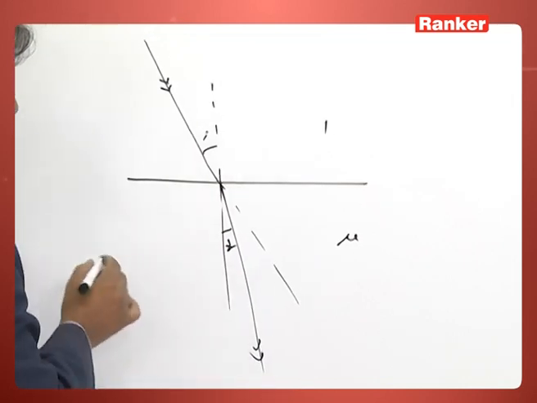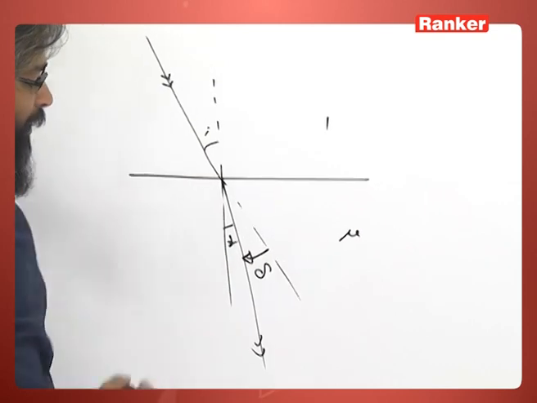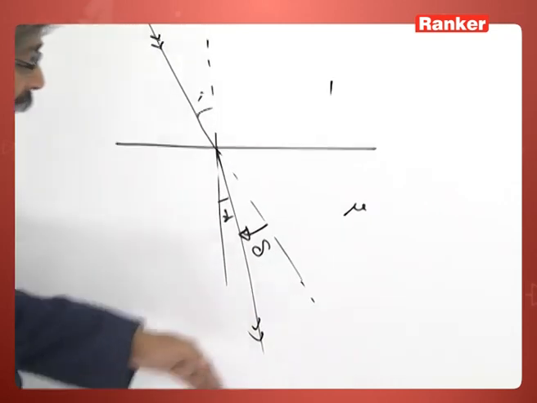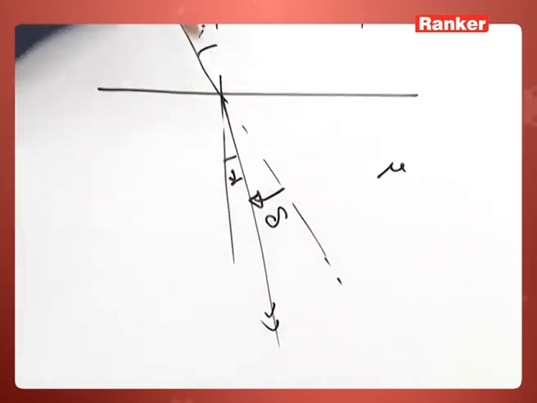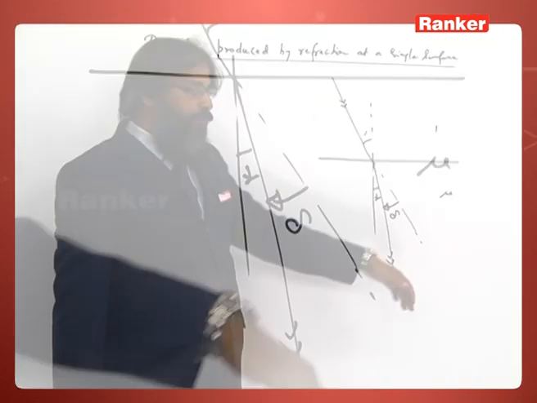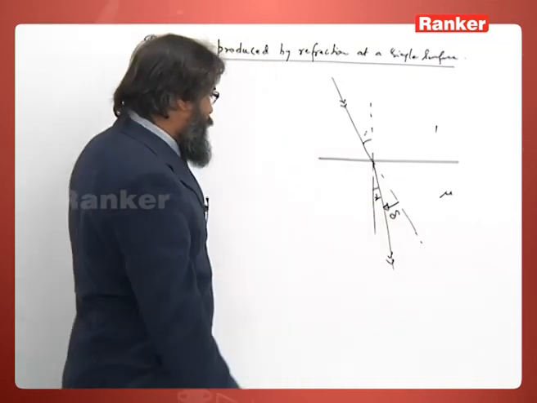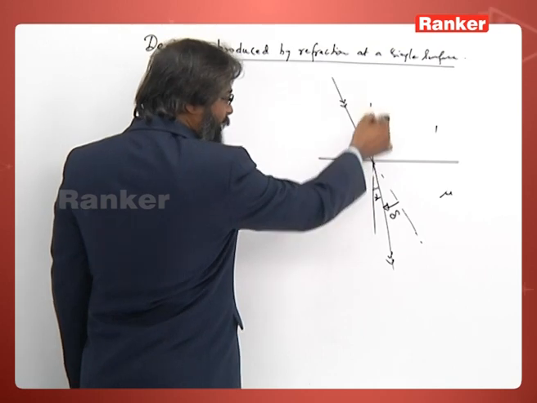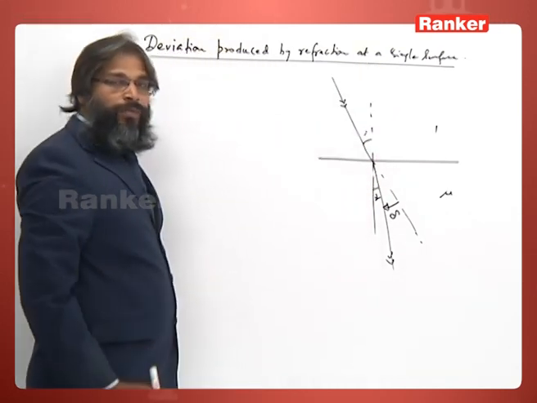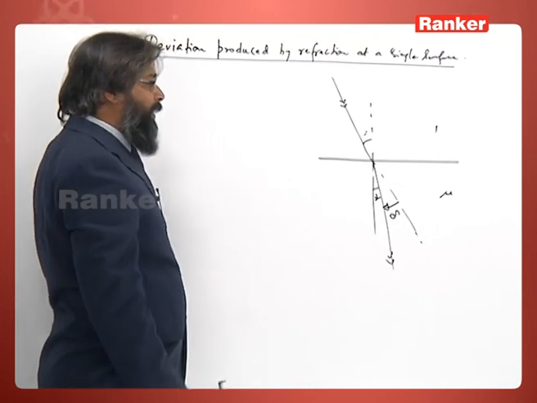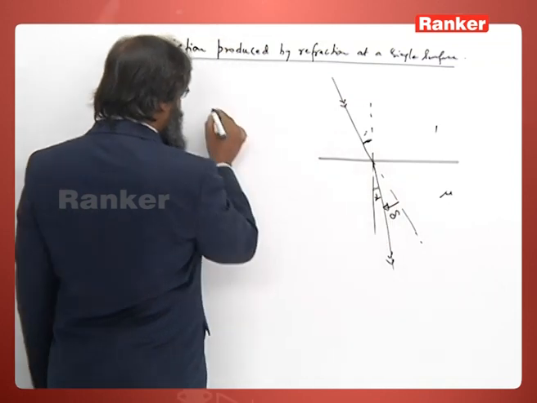We define the deviation like this. This is the deviation. So, the angle by which the refracted ray has turned from the initial direction will be called the angle of deviation. When I is 0, that means it is incident normally, then it comes out normally. So, then there is no deviation, but as you go on increasing I, the deviation increases.